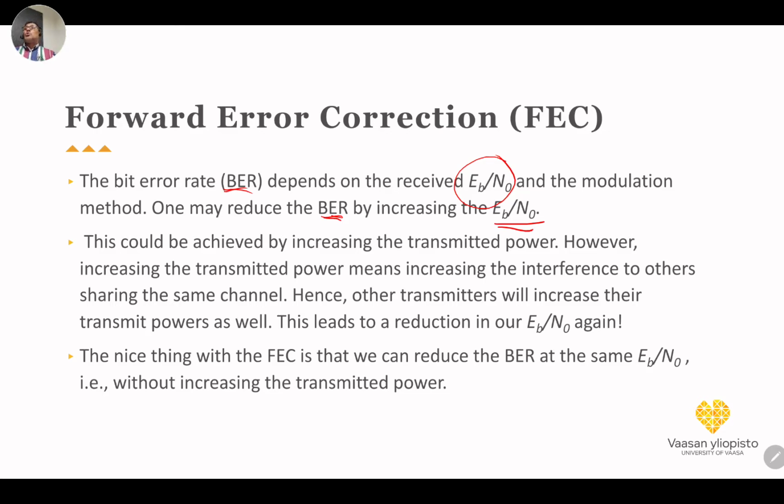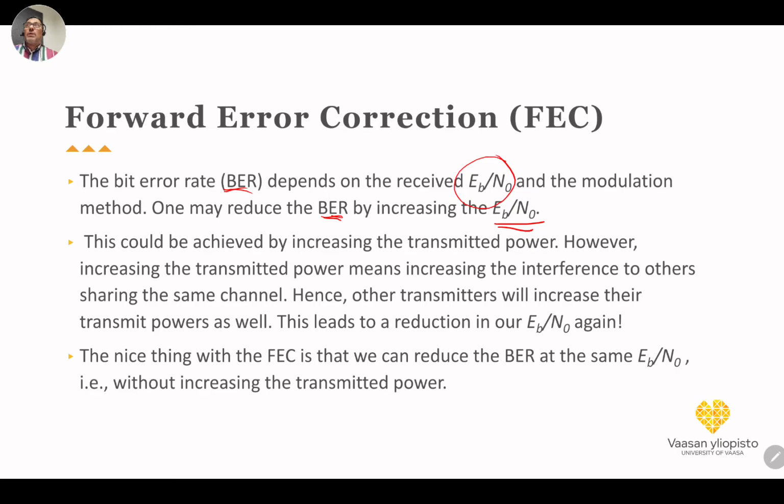Why? Because first, for every algorithm or every standard, we have a maximum power that you can use. For example, for Bluetooth, you cannot say that I want to implement Bluetooth with a transmission power of 10 watt. It is not allowed by the standard. Every standard has some maximum power. This is the first problem.